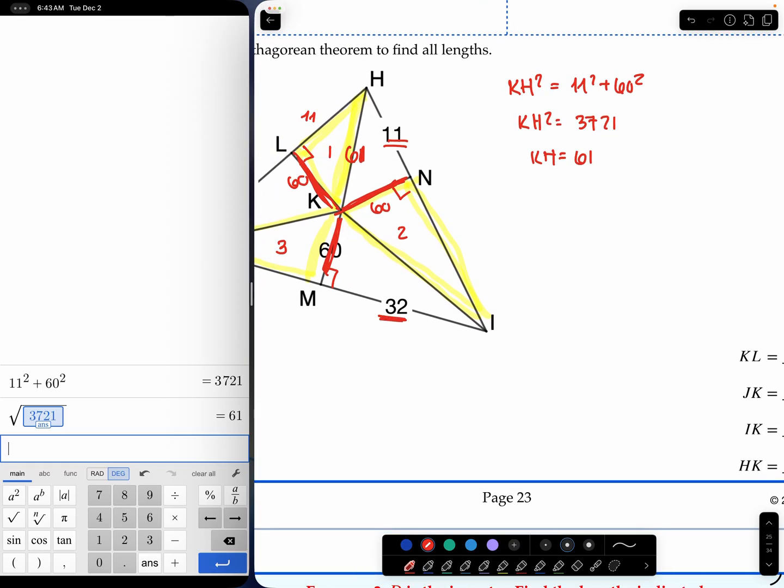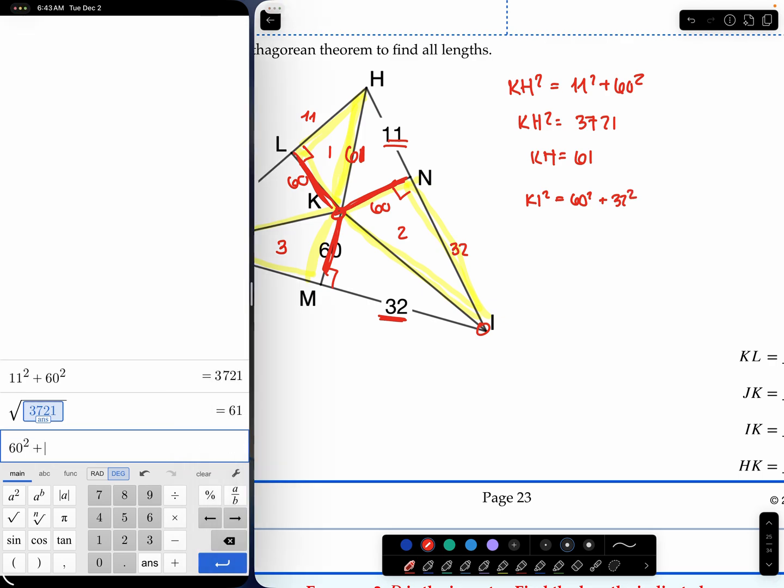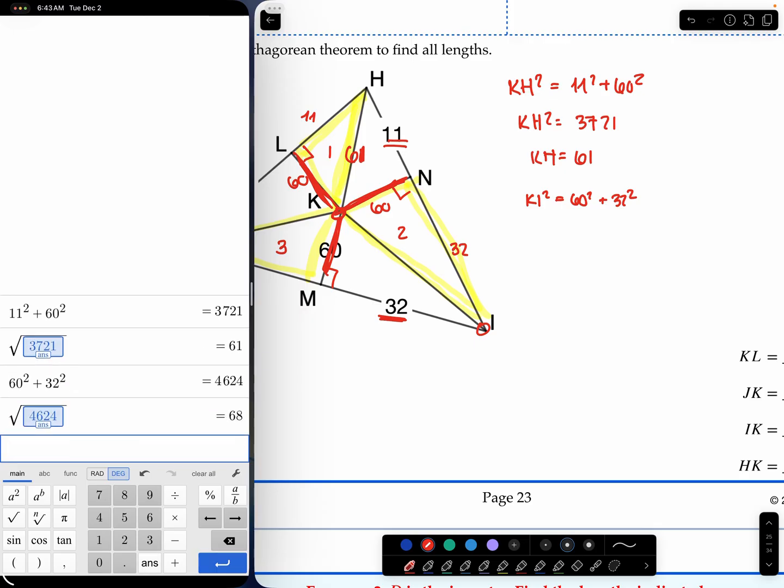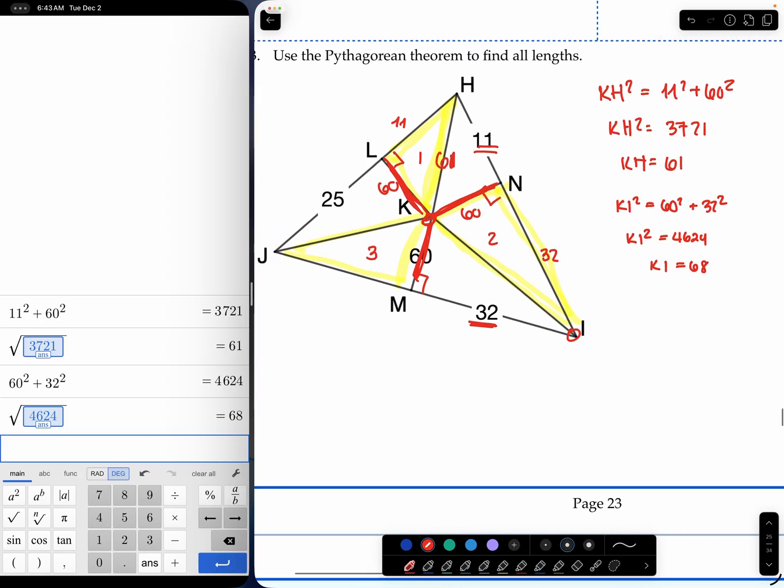Again, we know that this is 32, so this one is 32. Now I have a triangle with 2 of the 3 sides, so I can solve for it. In this situation, we have 60. This is KI. So KI squared equals 60 squared plus 32 squared. That's going to be a big number. Fingers crossed. Okay, so KI squared equals 4624, and when we take that square root, KI is equal to 68. Cool.